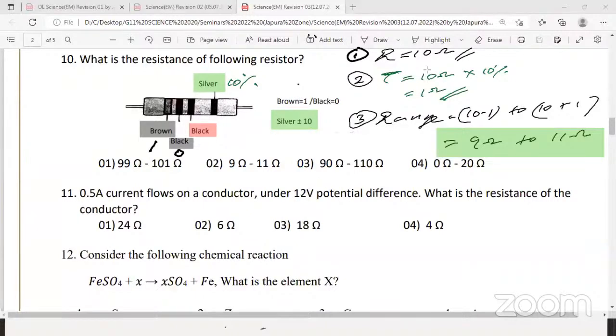So therefore, even though we give 10 ohms, it can fluctuate within this range accepted. Because any resistor, the resistance can fluctuate within a certain range. Within that range, they will accept the values. So the most correct answer, question number 10, second answer.